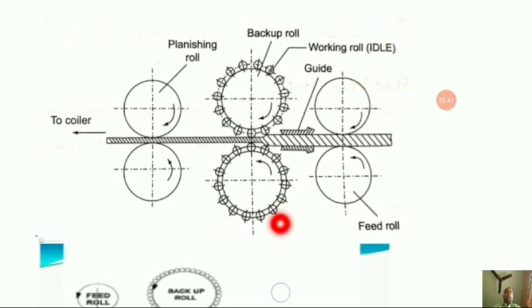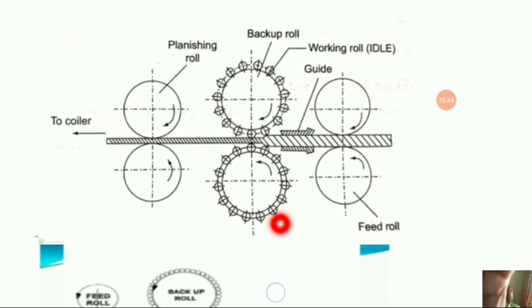Now look, for rolling arrangements requiring a large reduction, a number of free rotating wheels are used. This working roll is idle, as you can see over here.